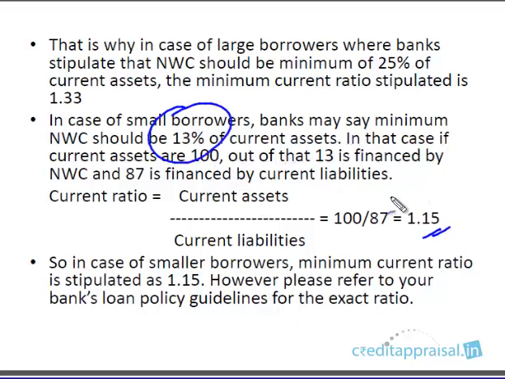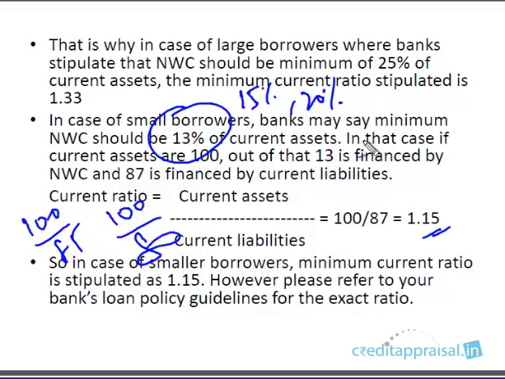Okay. So if it is different for your bank, say for example for small borrowers, if your bank has stipulated say 15% or 20%, you can do this same calculation. Okay. So what if it is 15%? What will be? It will be 100 by 85. Whatever is the ratio. If it is 20, 100 by 80. Right. You can do the calculation.